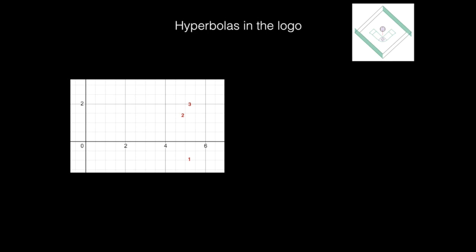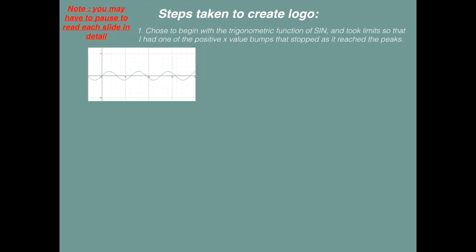Hyperbolas in the logo. There were 3 hyperbolas used to add detailing. The first was in the ball, and the remaining 2 were in the racket. Steps taken to create the logo. Please pause the video on each slide for more detail.